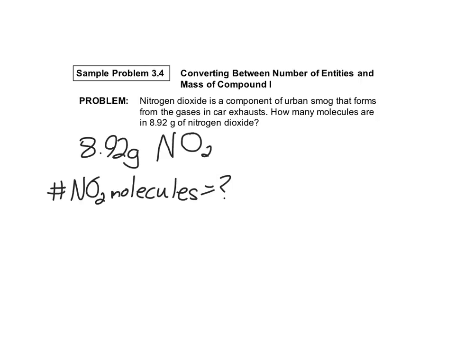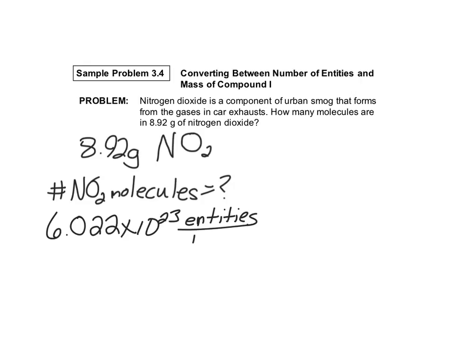Equals question mark. Remember, anytime they're asking for the number of things, we immediately just go ahead and write down Avogadro's number, 6.022 times 10 to the 23 entities per mole. And now let's analyze this and see what kind of units we have going on. Avogadro's number tells me the number of entities per mole. They're asking for the number of molecules, so I'm definitely going to use Avogadro's number.